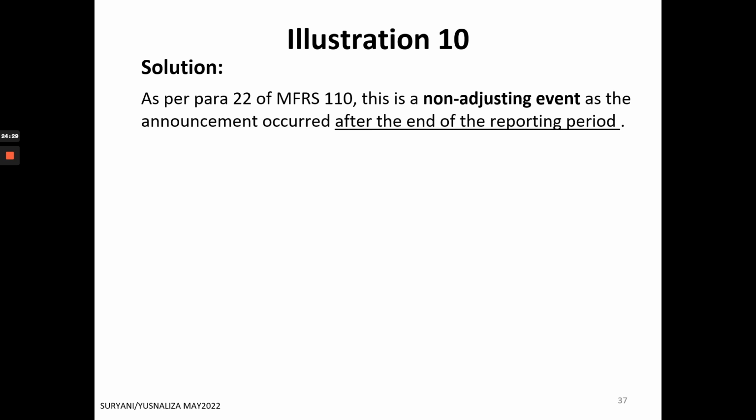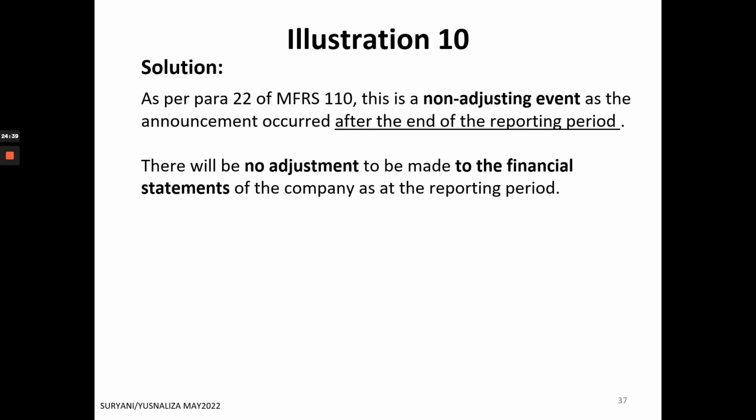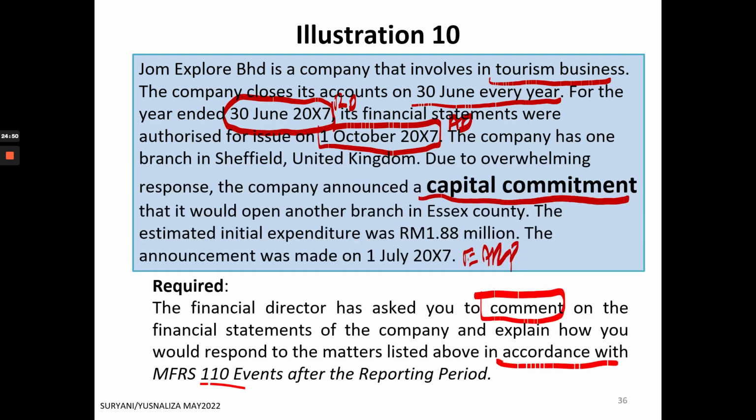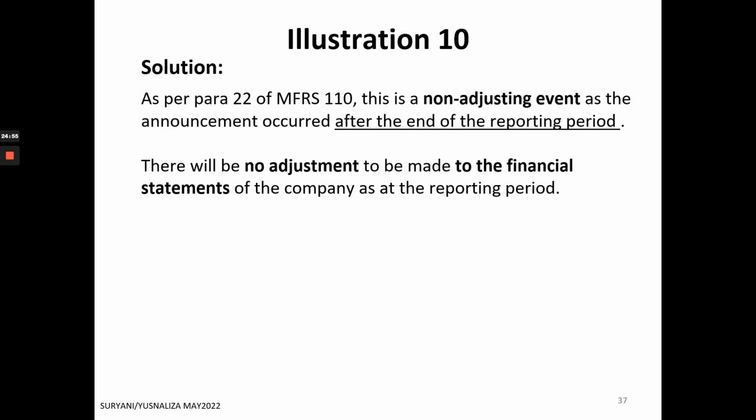This is listed as a non-adjusting event, a capital commitment, as the announcement occurred after the end of the reporting period, on 1st of July. There will be no adjustment to be made to the financial statements of the company as at the current reporting period, 30th of June. If you can recall, it was 30th of June 2007. That was the current reporting period and the year end.